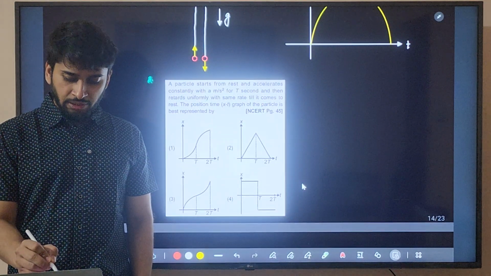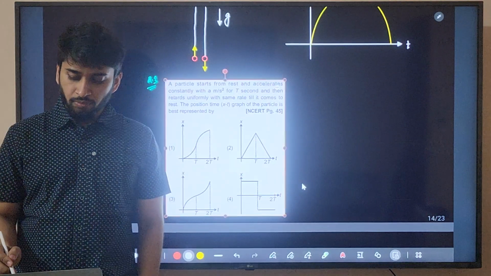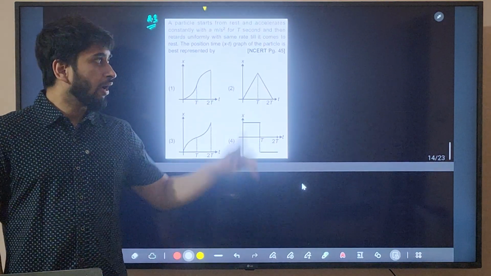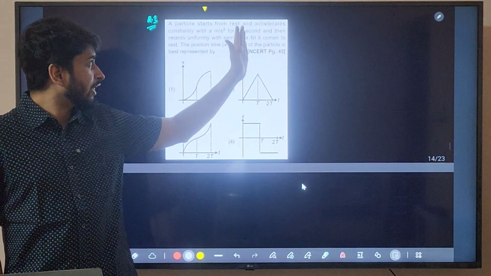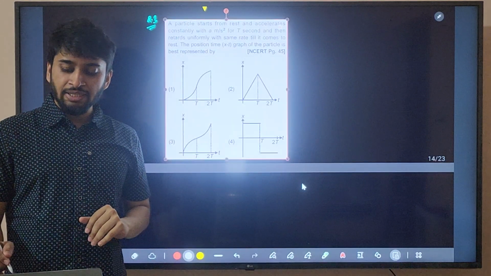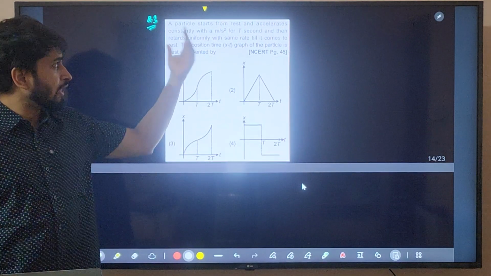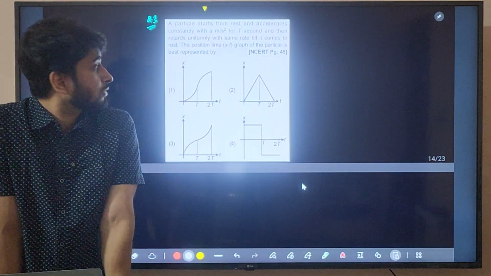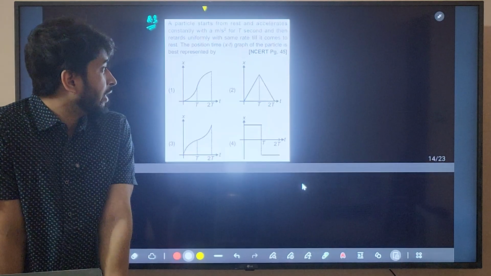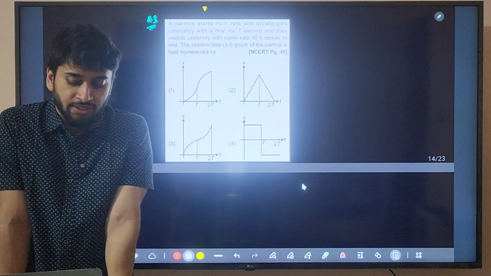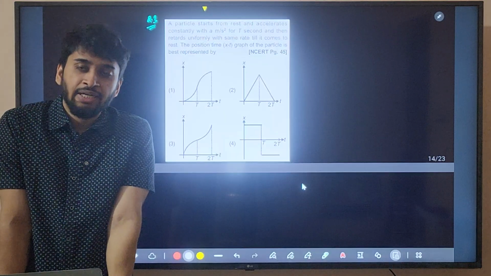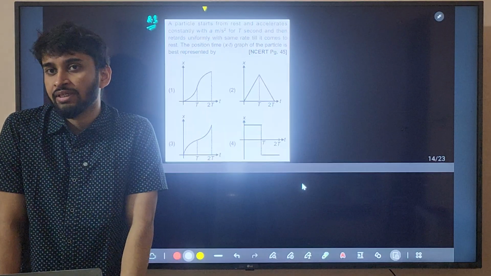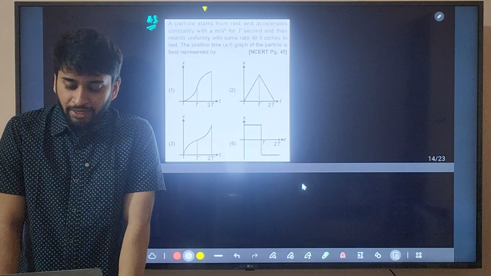Question 3. Now let us see this one. What are they saying? The question says a particle starts from rest and accelerates constantly with a meter per second square. So the particle is starting from rest and it is accelerating constantly for some t seconds and then retards uniformly with the same rate, right? It will continue at the same rate till it comes to rest. The position time graph of the particle is best represented by which graph? That's what the question is asking, fine.